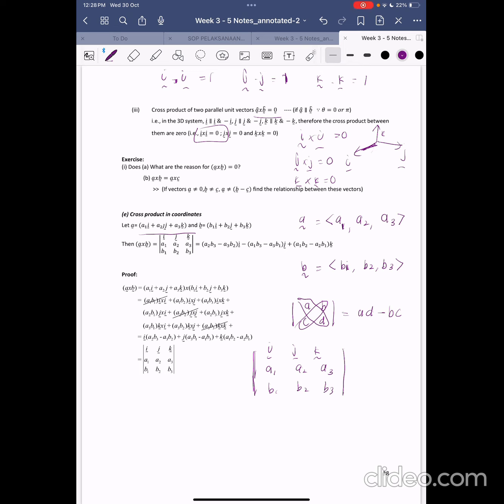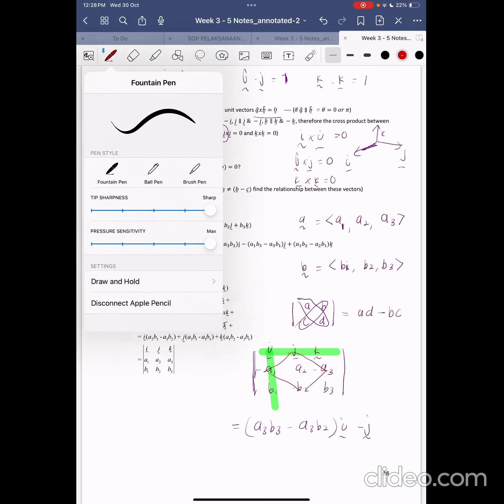First, the determinant for I: you close this part, so you only handle this one. So it will be A2 times B3 minus A3 B2 for I. And then for J, it must be negative J. This is the determinant formula. Let me change color. In this diamond pattern, the signs alternate, so it must be negative here. That's why negative here. Look back at the formula.